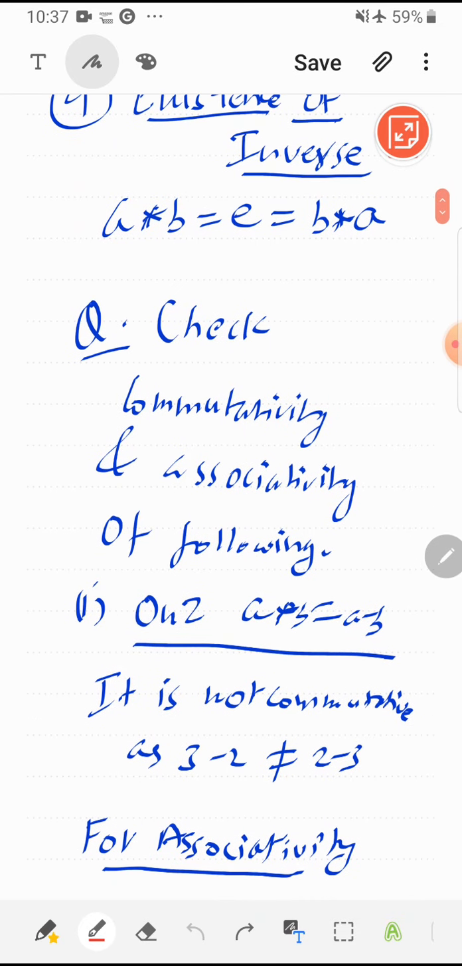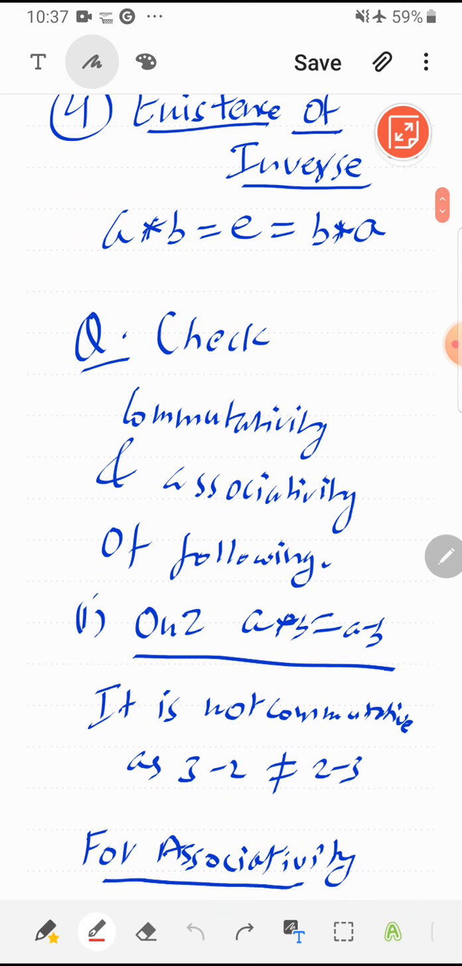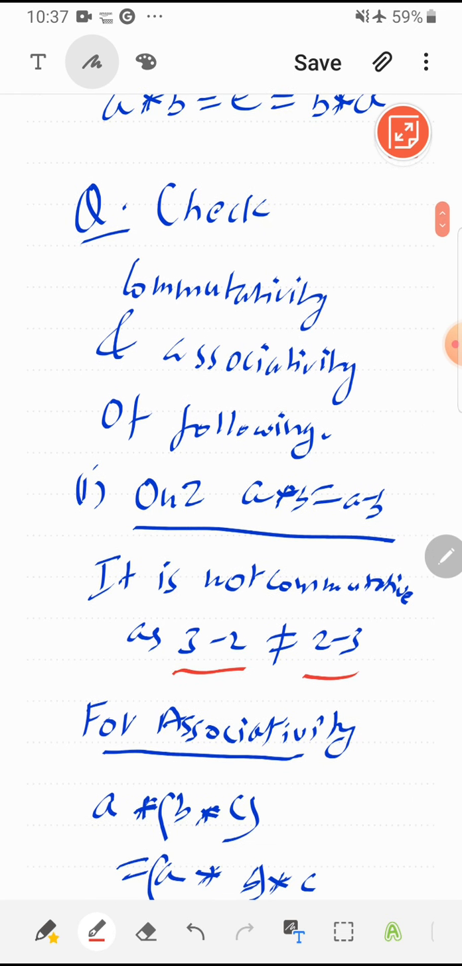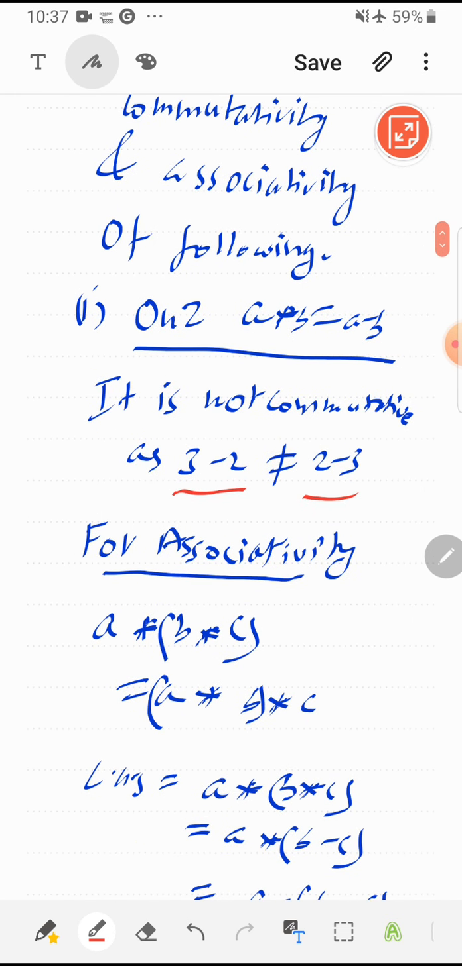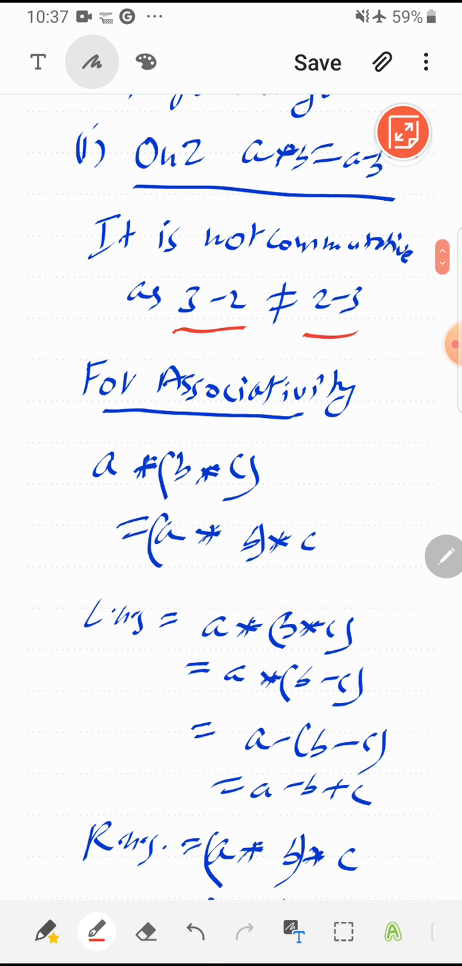So commutativity and associativity. First is on Z, A star B is equal to A minus B, or simply subtraction. Now as we know, if something is not true, then we can give an example. So we can give an example here. It is not commutative as 3 minus 2 is not equal to 2 minus 3. Then for associativity, if we can't find any example, then we can move theoretically also. For example, A star B star C should be equal to A star B star C. Now let us pick the left hand side, A star B star C, that means A star B minus C.